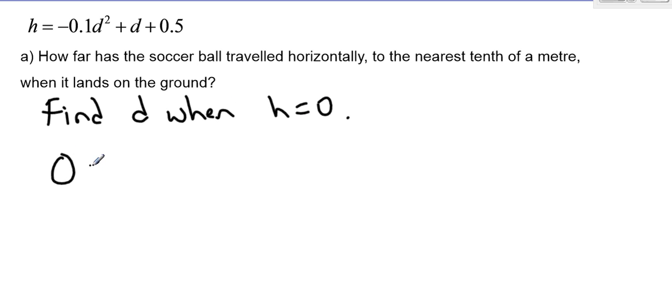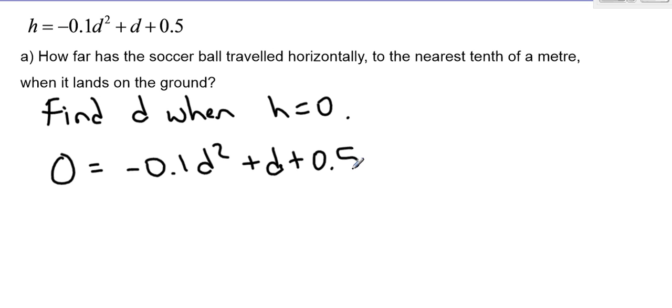So substituting 0 in for H gives me this equation. So how am I going to solve for D? Well, it's a quadratic equation and it equals 0. That's good. So my choices are I could try factoring. Yeah, I don't like factoring when decimals are involved. That just seems funny. I could complete the square and isolate, but that's an awful lot of math. My third option, the one I'm going to go with, is I'm actually going to use the quadratic formula.